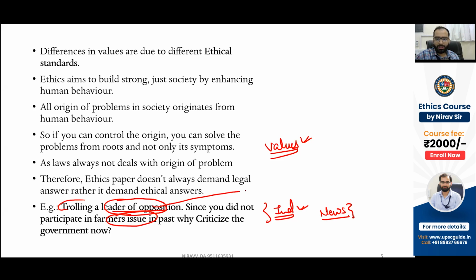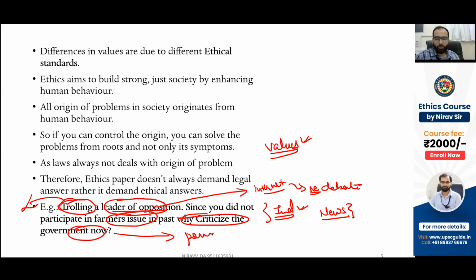Now on the internet, on Twitter, and also on that news debate, उनके ऊपर trolling चालू हो गया. He was continuously trolled on Twitter, on social media, using different memes and all those things. And what was the main issue of the troll? Why are you criticizing the government now when you were in power, you never talked about or did not participate in the farmers issue? Why are you participating now? You don't have any right to talk about the farmers issue.